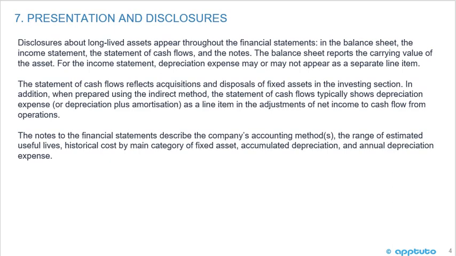The notes to the financial statements describe the company's accounting methods, the range of estimated useful lives, historical costs by main category of fixed asset, accumulated depreciation, and annual depreciation expense.